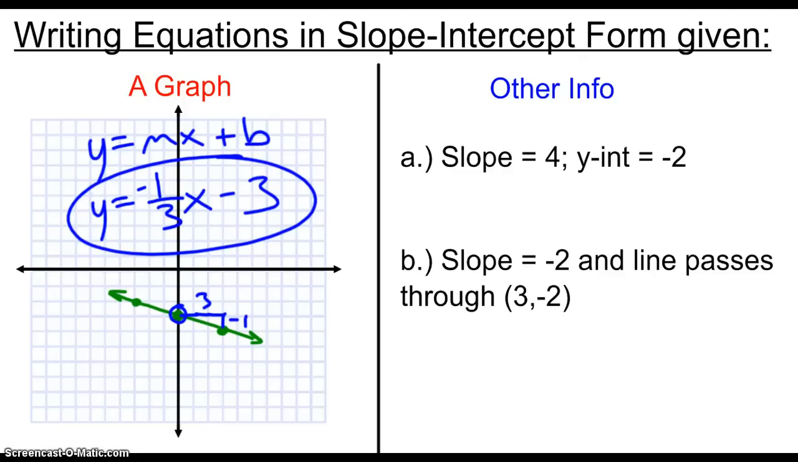And lastly, if we're given some other information, for instance, what's the equation of a line that has a slope of 4 and a y-intercept of 2? Very simple.